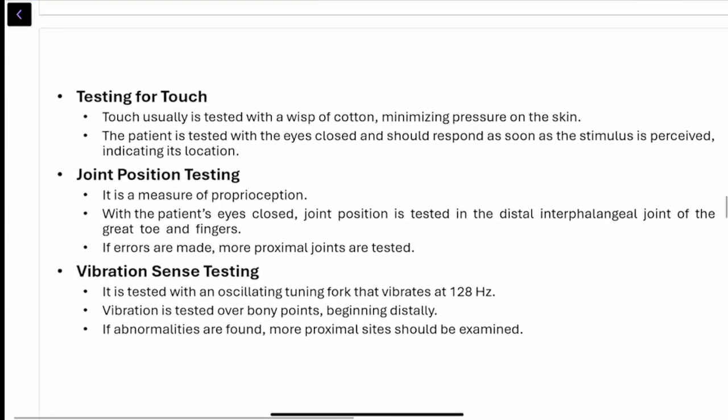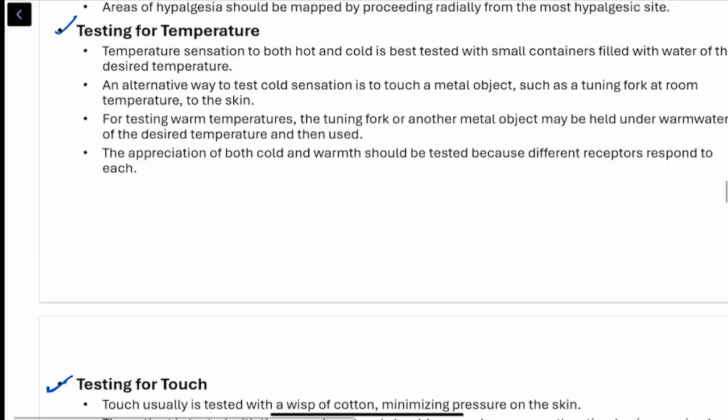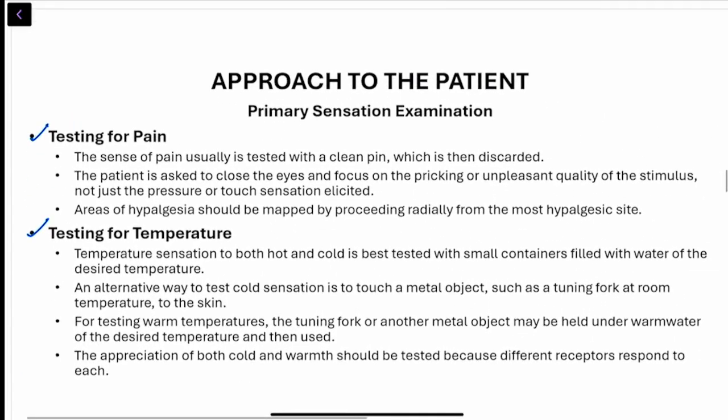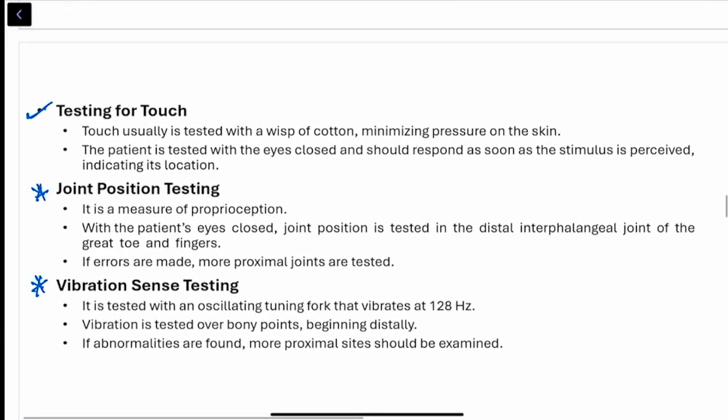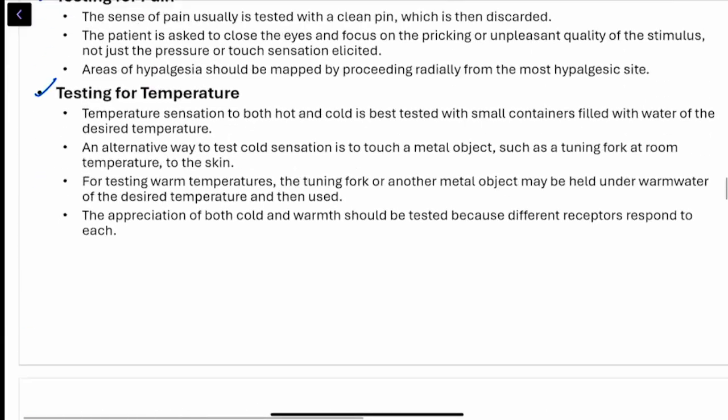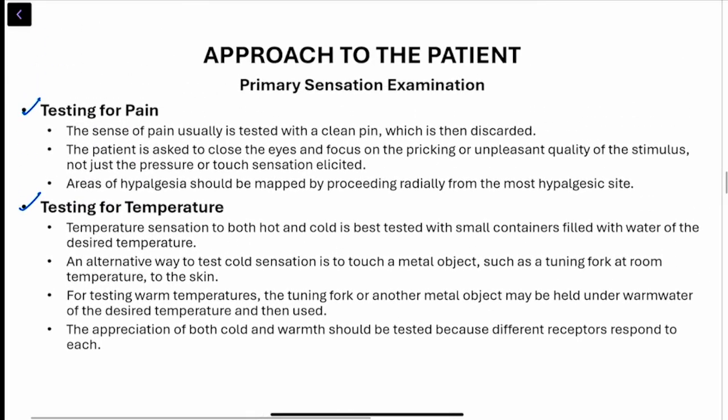Joint position and vibration are kind of advanced sensations, although we have to check these also, and these are very important to check. Many a time you will understand the pathology only by checking joint position and vibration sense. So this is how we have to remember: we have to test for pain, temperature, touch, then joint and position testing, then vibration sense. Now one by one we will discuss all these.